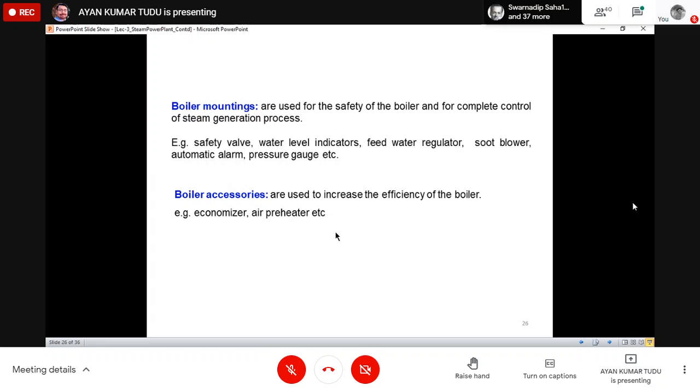Apart from that, we have our boiler accessories, which are used to increase the efficiency of the boiler. In the next class, we will be talking about these accessories: the economizer, air preheater, superheaters and reheaters. With this, we finish today's class. Many slides are still left, though I'll be providing the slides. In the next class, we'll continue with those slides.